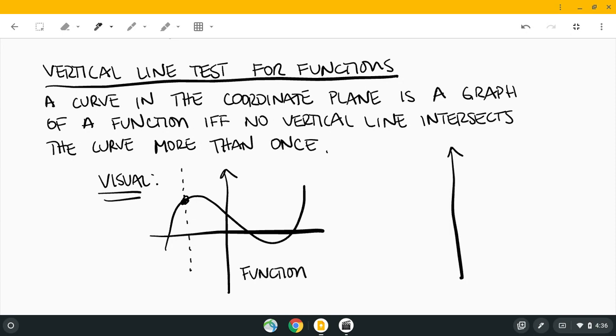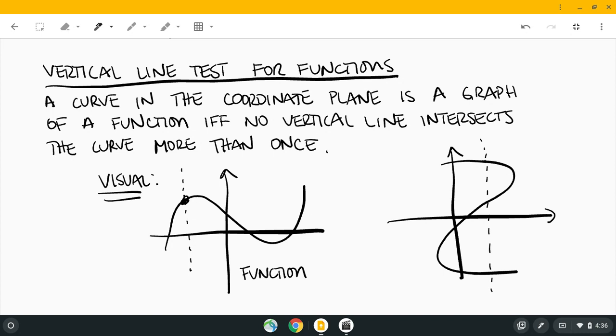However, if we take a look at this graph, suppose that I have this, and now it's sideways. If I do a vertical line, well, it crosses 1, 2, more than one place. So if it crosses more than once, so if it crosses the graph twice, 3 times, 4 times, 5 times, then this is not a function.